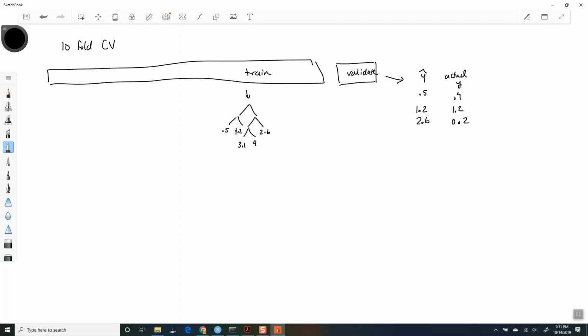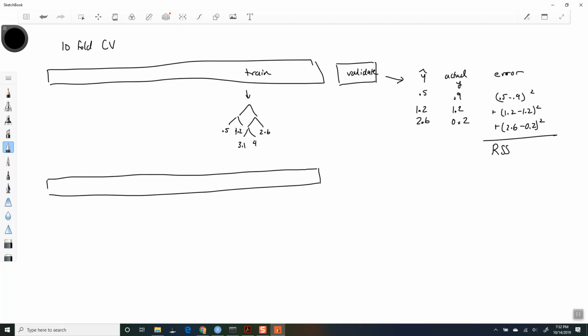And so the error is going to be (0.5 minus 0.9) squared plus (1.2 minus 1.2) squared plus (2.6 minus 0.2) squared, okay? And then here you get some RSS, okay? And then we do this again with a different fold. So this was fold 1, and now we do it again with fold 2, okay?